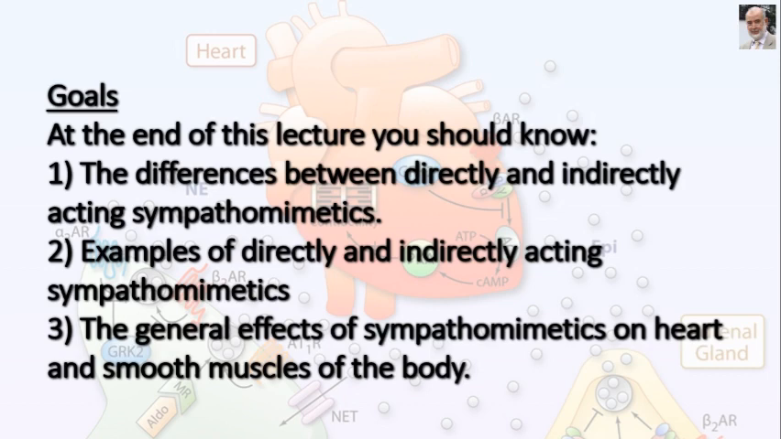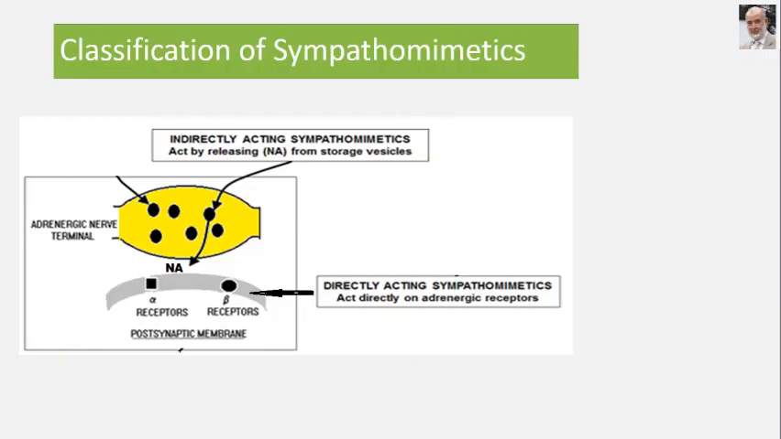We are going to discuss as well the effect of sympathomimetics on the heart and some smooth muscles of the body. So we start first with the classification of sympathomimetics. As we have said before, sympathomimetics are drugs which are producing actions similar to the activation of the sympathetic nervous system. They are generally classified into two groups.